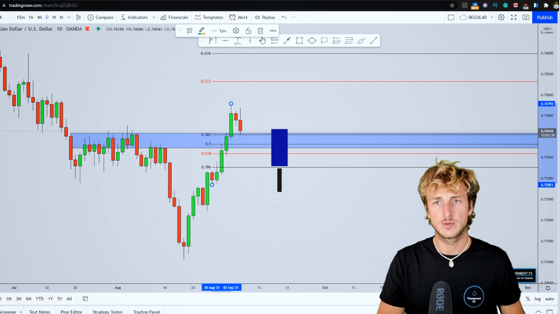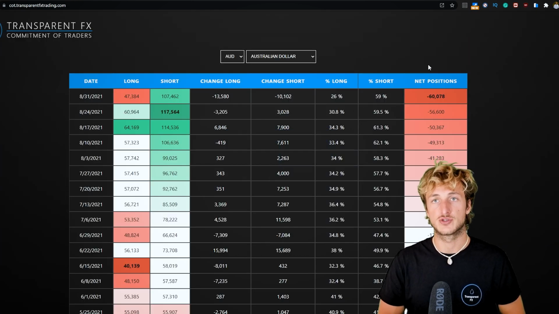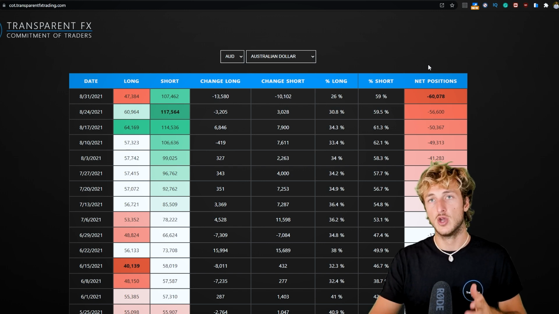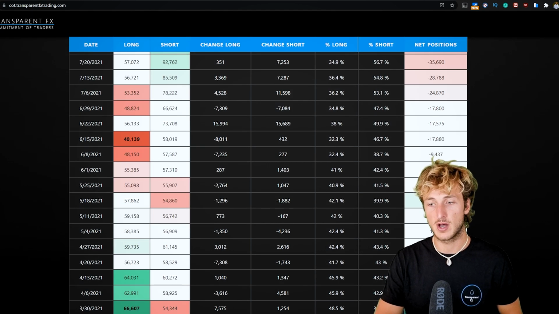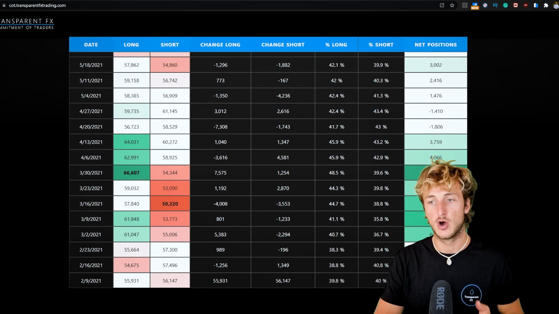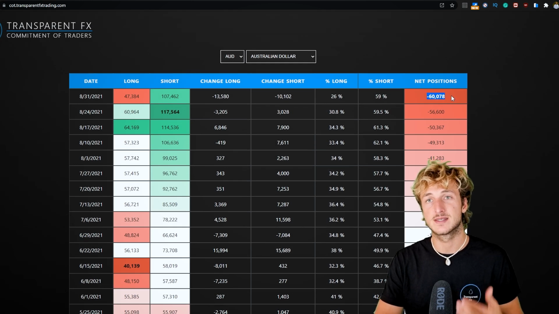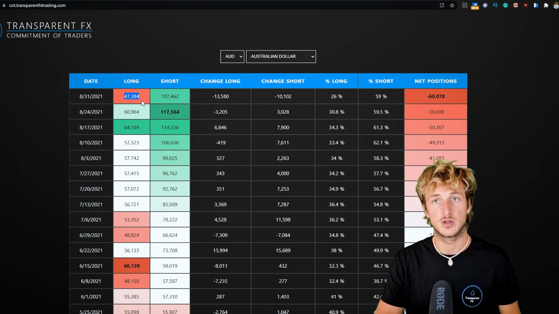Now, if we go and see what we have from a COT perspective, so commitment of traders, which is what hedge funds and the non-commercials in the market are doing, we can see how lately the net positioning has been decreasing. In fact, we went from having a positive net positioning down here of 12K net positions, meaning that we had more longs than shorts, all the way down to having a minus 60K net positioning with 107K shorts and only 47K longs from an institutional perspective.